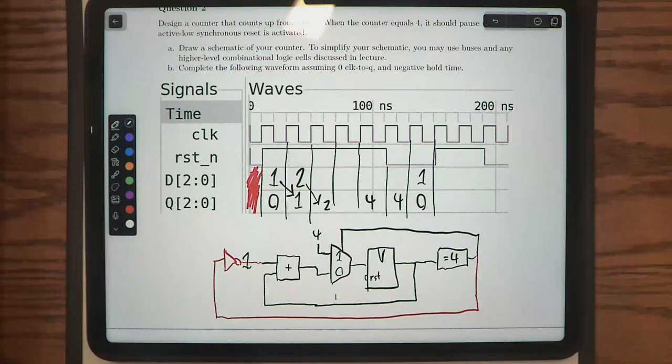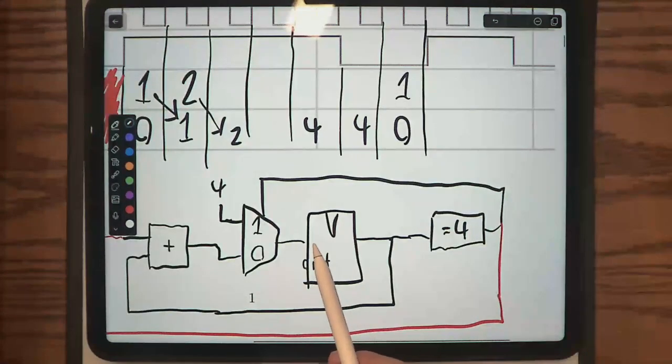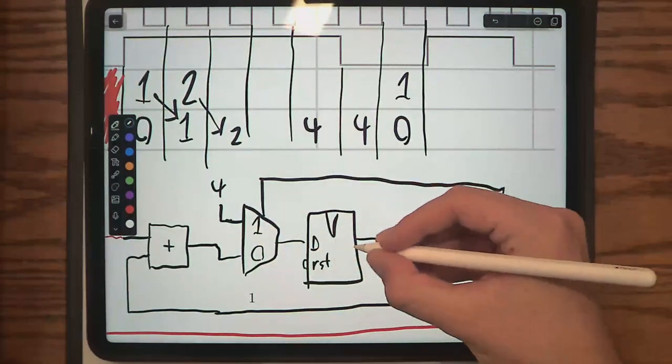So where is D and where is Q on the diagram? D is right here, and Q is right here.